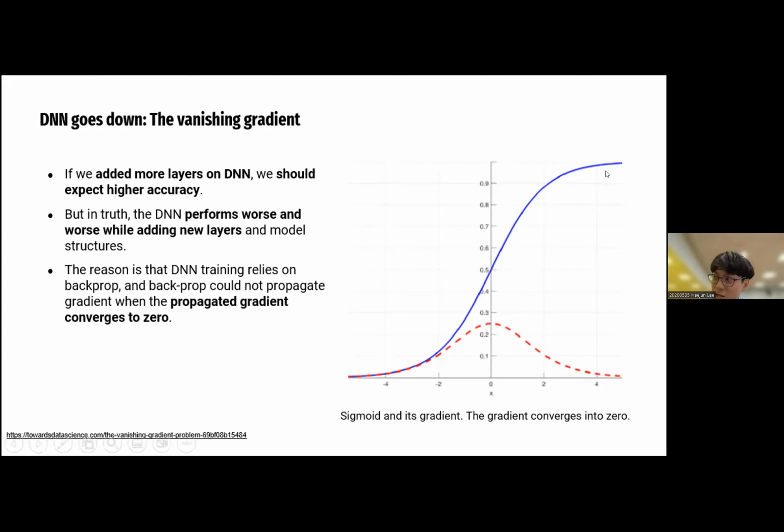On the right side, you can see the blue line, which is the sigmoid, and you can see the red dotted line, which is the derivative of the sigmoid. So when we multiply the gradients of the sigmoid, you eventually get zero. So you never update the gradient in the deeper layers.